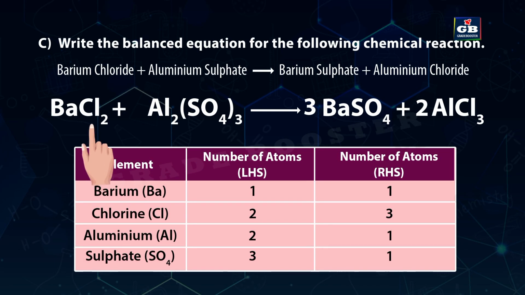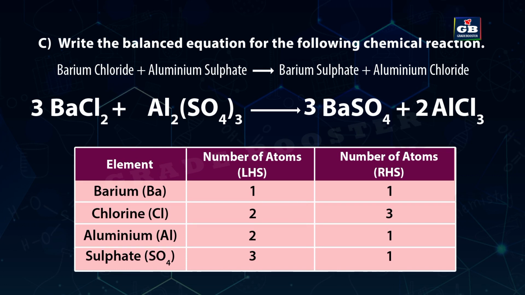Next, we have to balance the chlorine. There are 2 chlorine atoms on the reactant side. On the product side, we have 6 chlorine atoms. To balance it, add 3 before BaCl2. Now Cl2 is also balanced on both the sides.